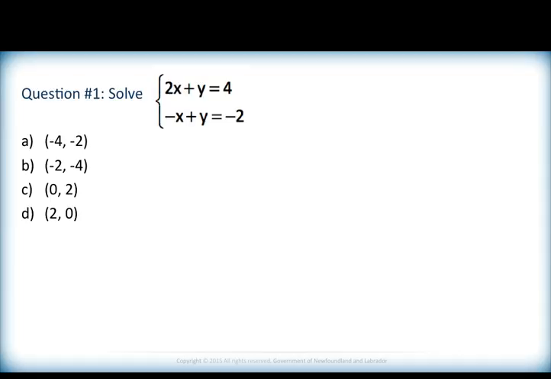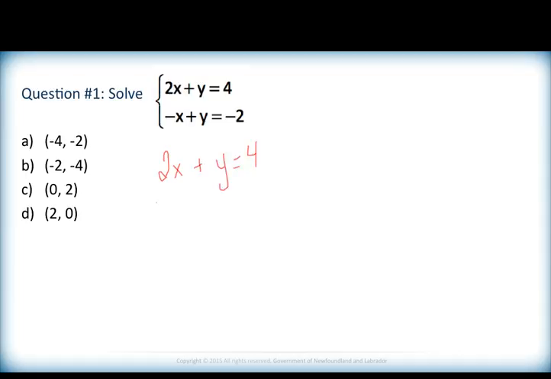Using the elimination method, we must get a coefficient of x or a coefficient of y to become the same for both equations. When we do this, we either add or subtract to eliminate the x or the y variable that we choose. So if we look already, we'll notice that the y variable in both of these equations have the same coefficient of 1, so we're just going to leave that the same. We're going to rewrite those two equations.